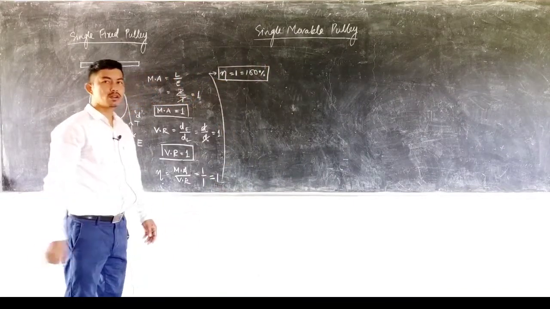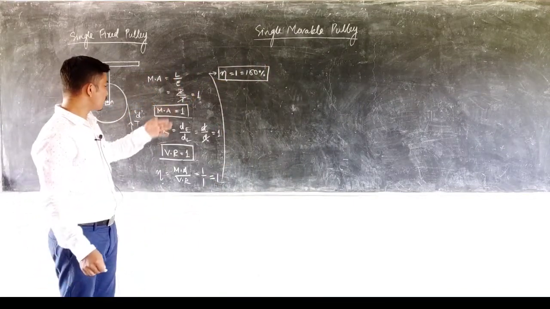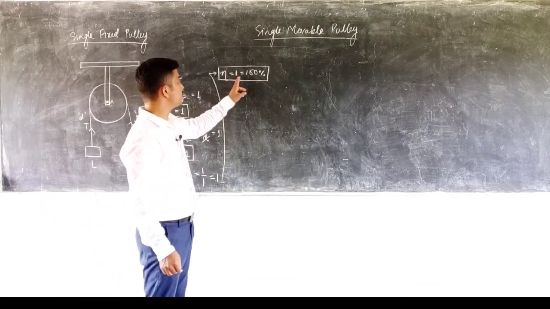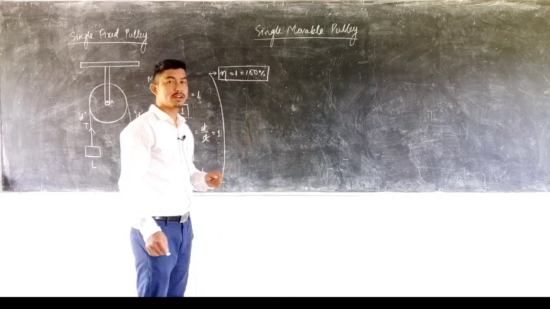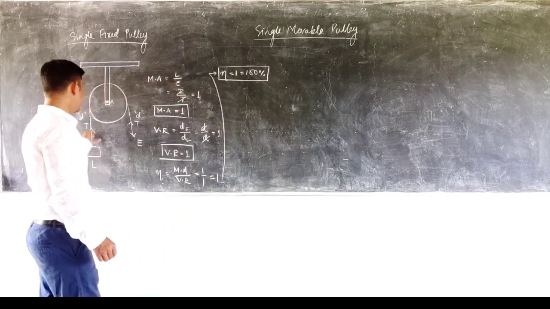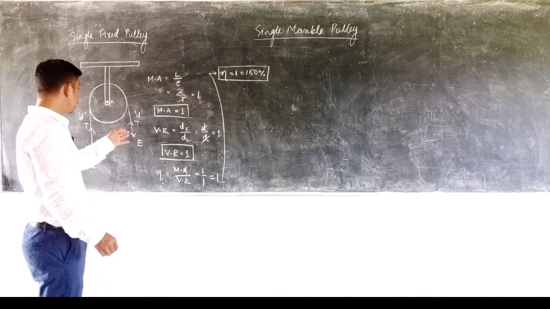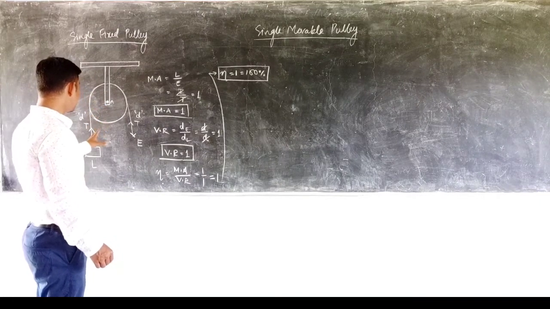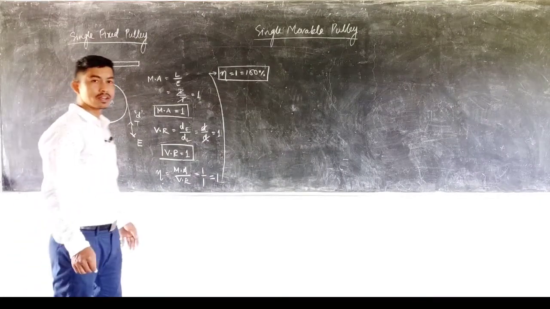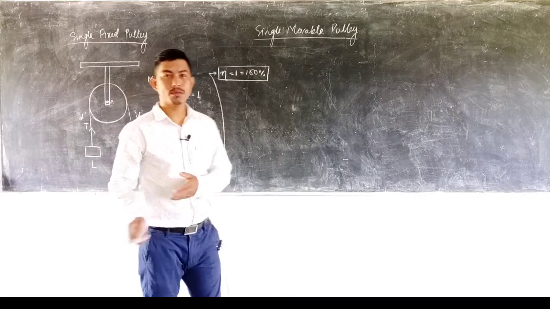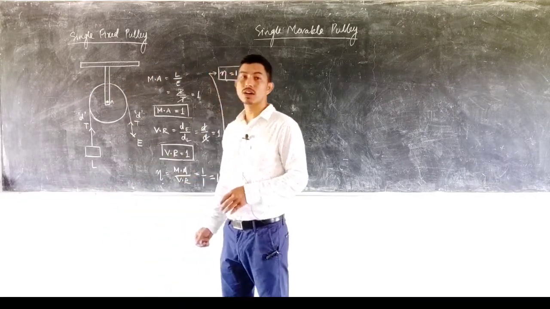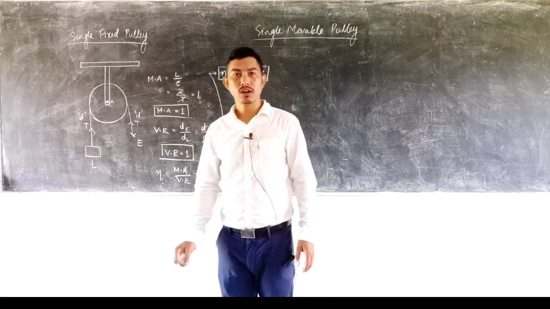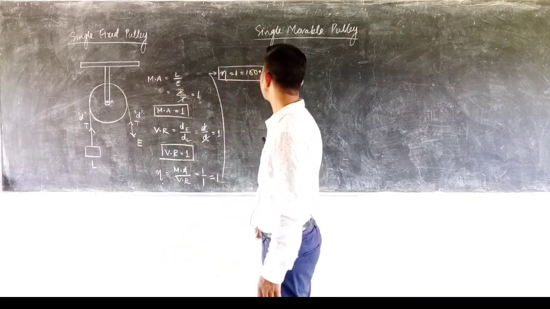So in the case of a single fixed pulley, the mechanical advantage, the velocity ratio and the efficiency are all equal to 1. Usually the efficiency is not equal to 1 or 100% generally, because here I did not consider the weight of the rope, I did not consider the friction of the axis, nor did I consider that these ropes are perfectly inelastic. Whatever rope we use, it is somewhat elastic. So that's why the efficiency of a single fixed pulley always remains lesser than 100%.